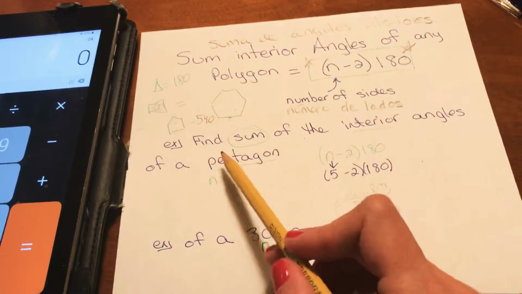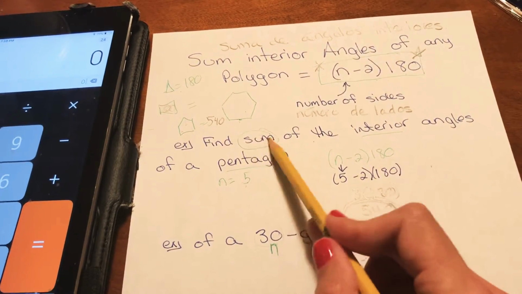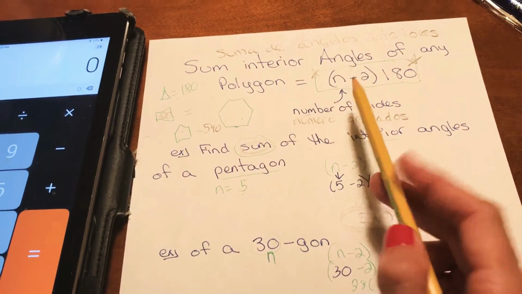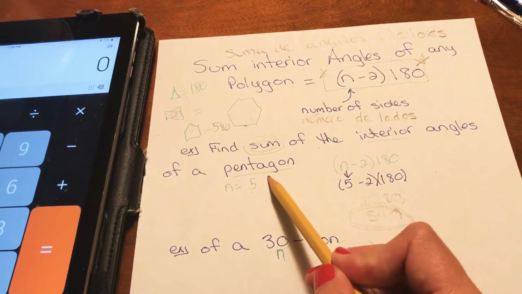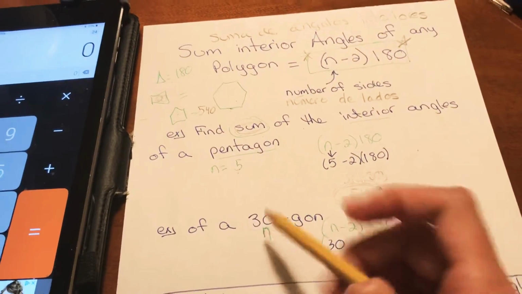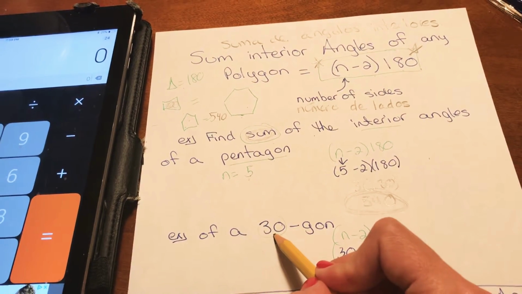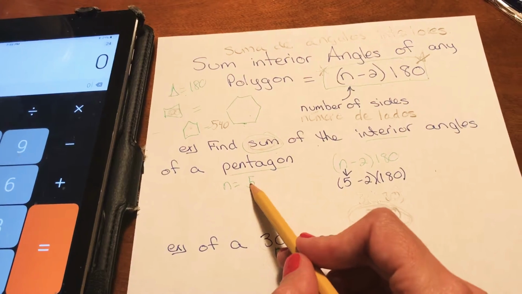So for the first example, it says find the sum of the interior angles of a pentagon. The word sum is how I know that I'm using this (n minus 2) times 180. You should know the names of the polygons up to 10. After that, usually what you'll see is a number and a gon, and whatever number's in front of the word, that is your n. So a pentagon has 5 sides.